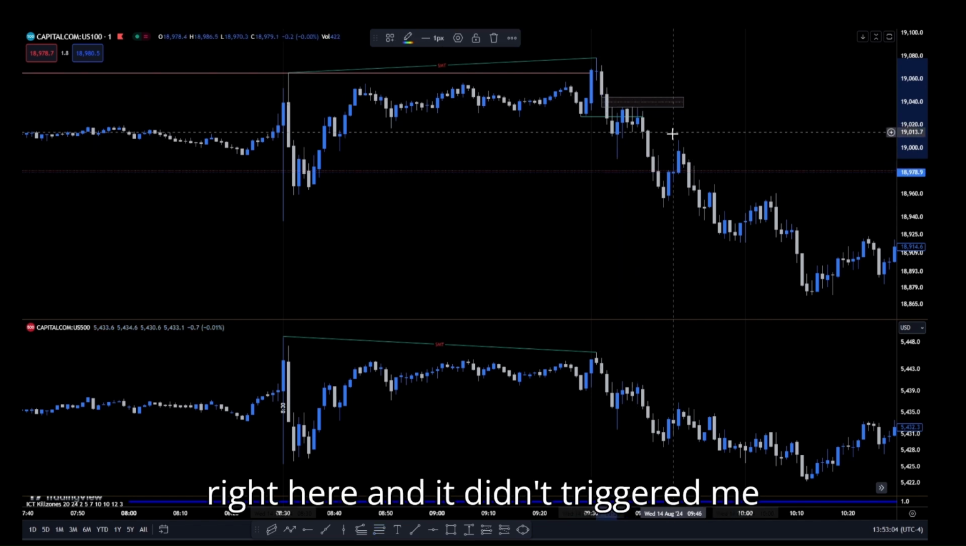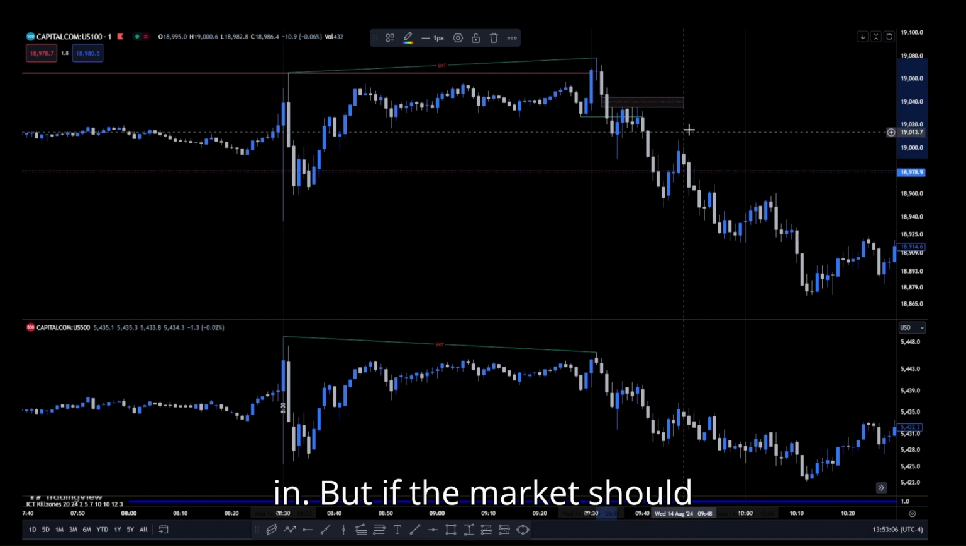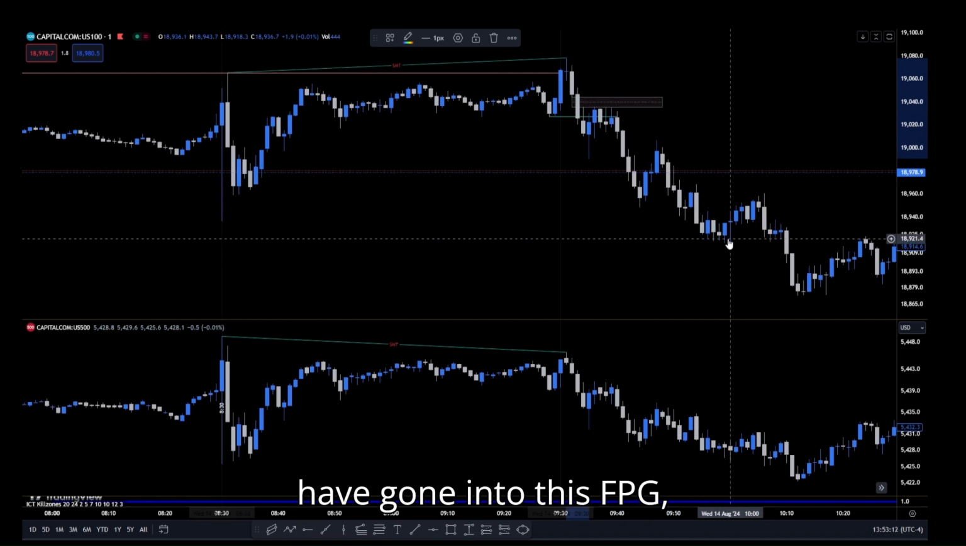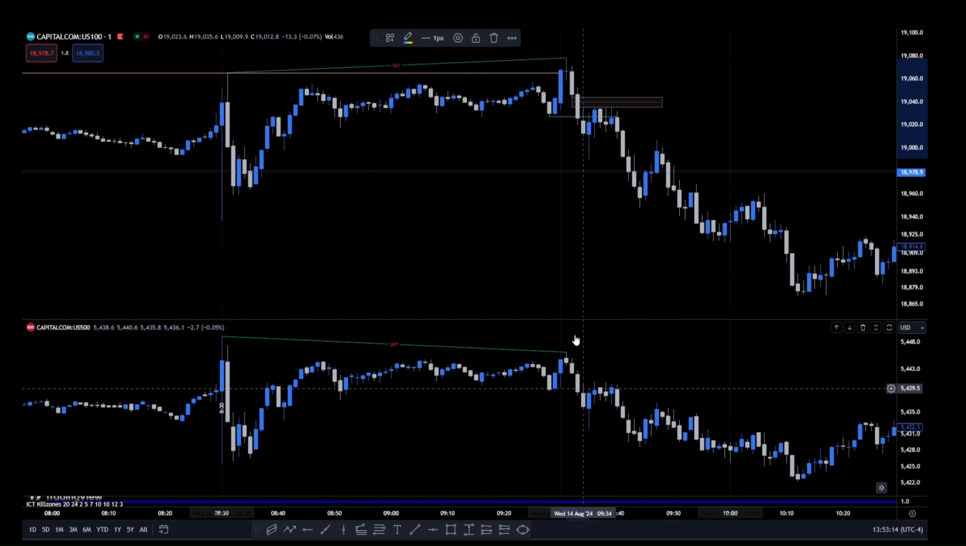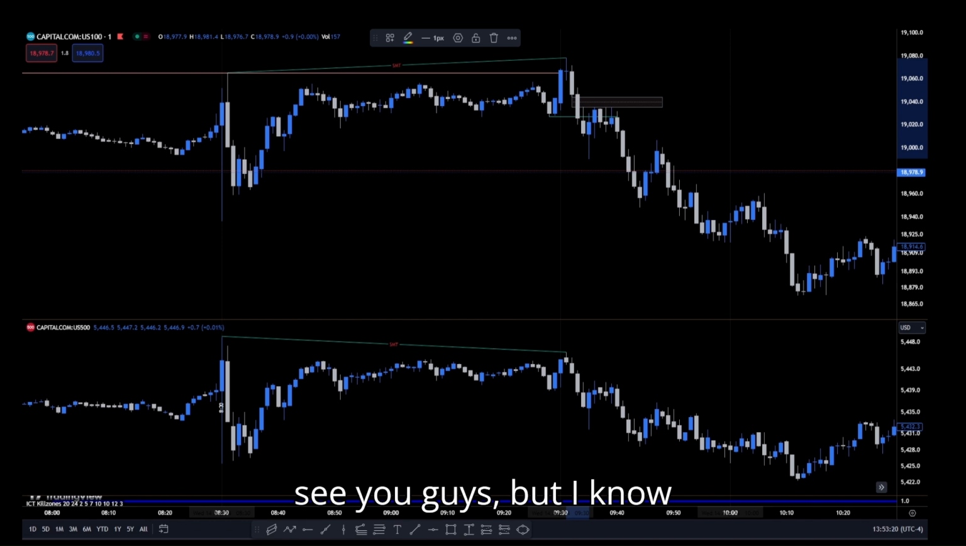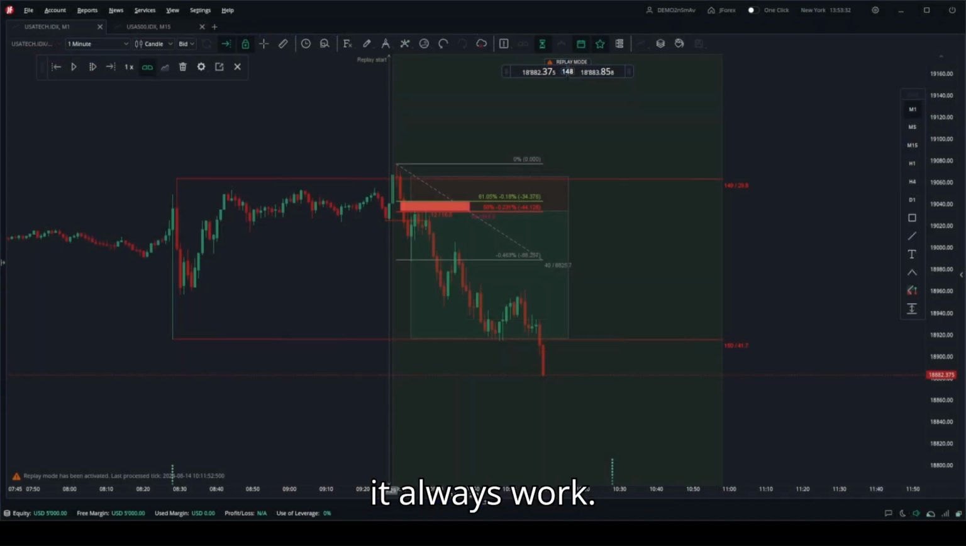So it was right here, and it didn't trigger me in. But if the market had gone into this FVG, we would have been in profit. This is what happened, and see you guys. But I know this trade works every time, and I assure you that even if it didn't work today, I know it always works. This was for today.